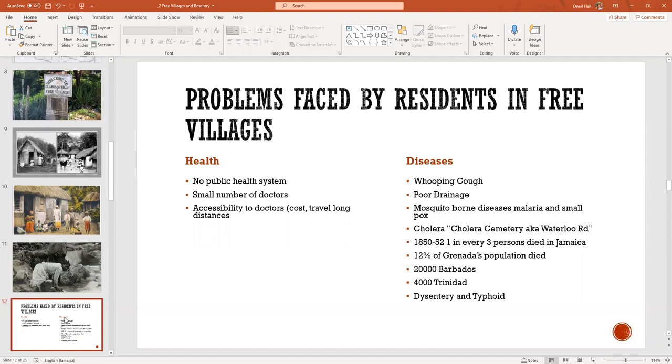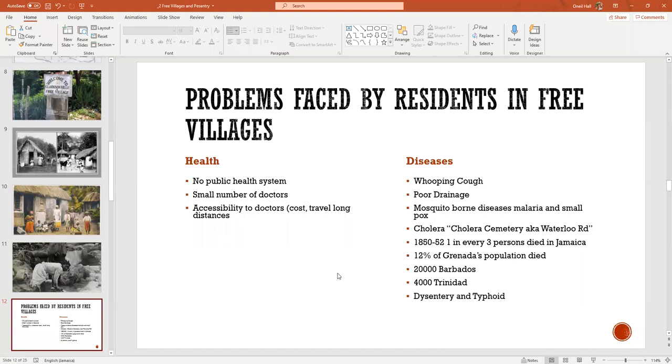One example of a cholera cemetery in Jamaica is where you have Fontana Pharmacy on Waterloo Road. In Jamaica, between 1850 and 52, one in every three persons died from cholera. 12% of Grenada's population died from cholera. 20,000 people died from cholera in Barbados. 4,000 died in Trinidad. And then you have dysentery and typhoid. Dysentery is a disease that really comes from rats. So health issues were a major problem within the free villages.